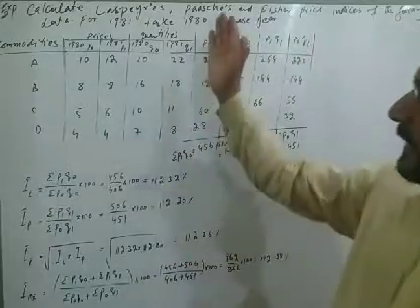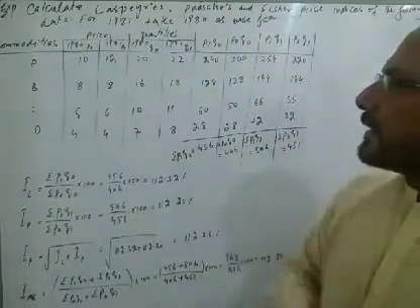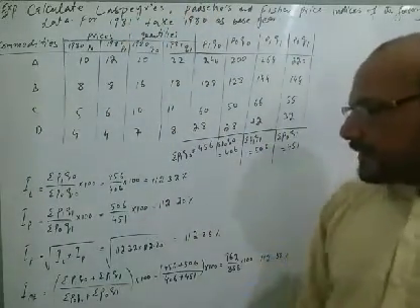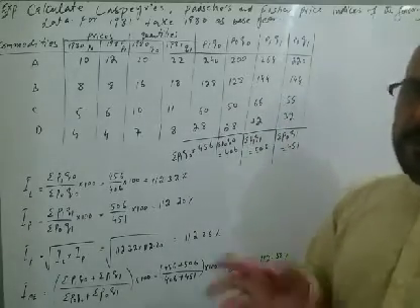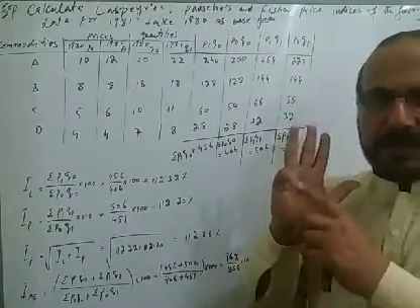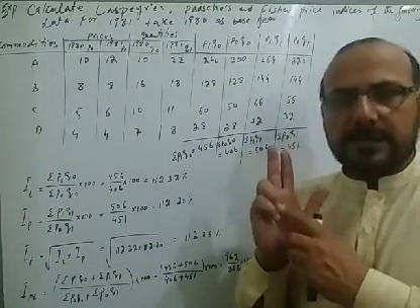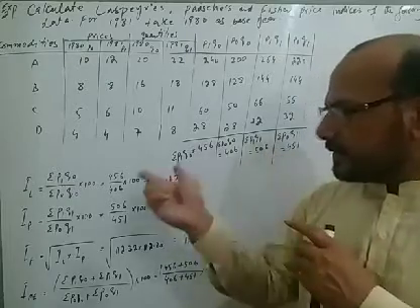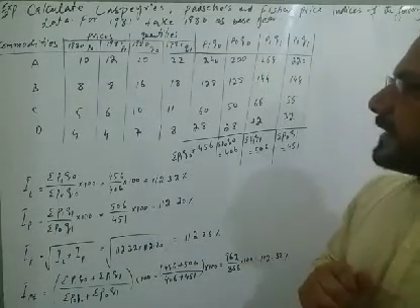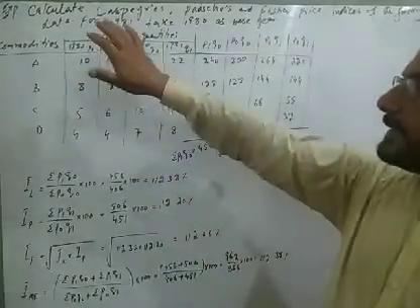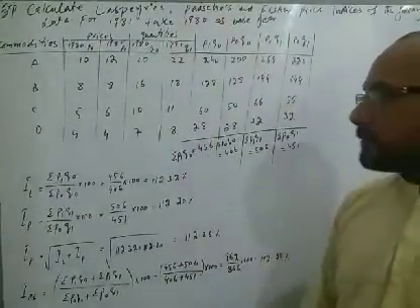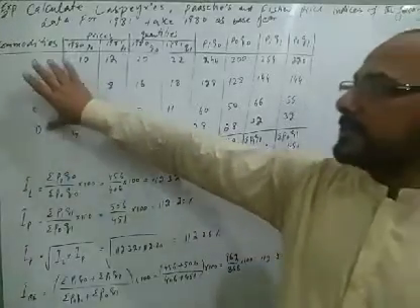Remember, if the data is given, calculate Laspeyres, Paasche, and Fisher price indices, as well as the Marshall-Edgeworth at the end. We have to calculate the four price indices: Laspeyres, Fisher, and after that Paasche, as well as the Marshall-Edgeworth. The data is given for two years, 1980 and 1981, with 1980 as the base year. The prices of four commodities are given.